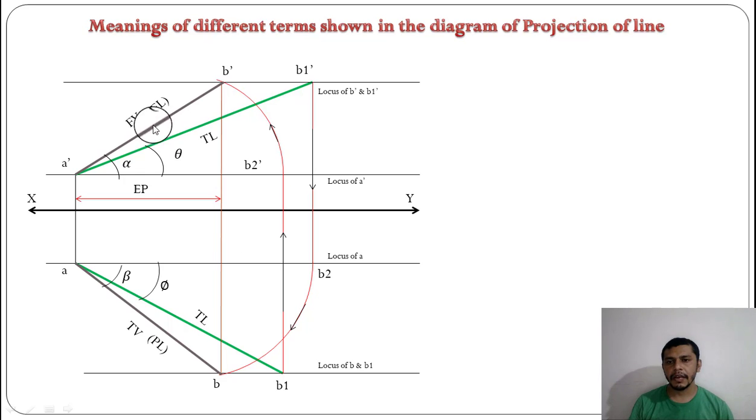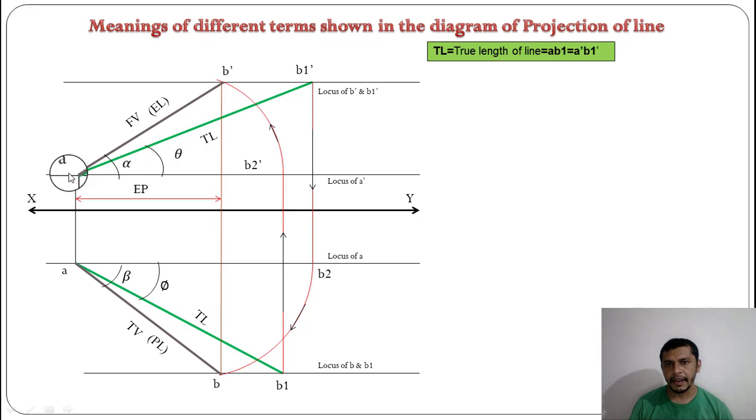So here I have taken a master problem of projection of line, in which I have shown different terms like TL, theta, alpha, FE, that is EL, TV, that is plan, or PL, beta, phi. So what are the meanings of these different terms? TL means true length of the line, and it is shown by A dash B1 dash and AB1 in the diagram.